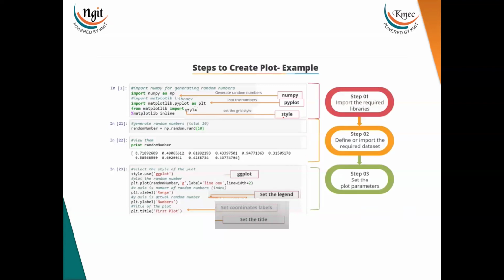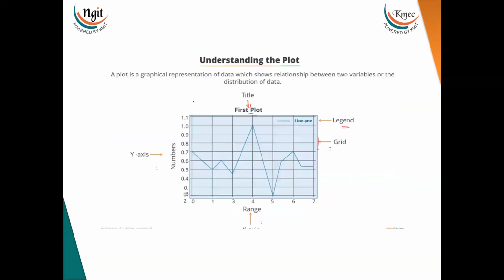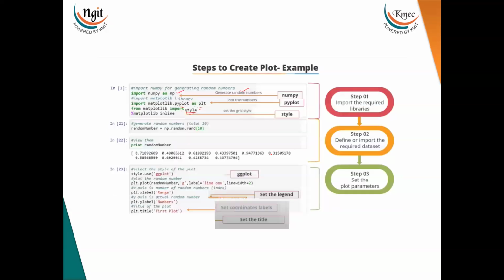Let us see one example program. See here, the very first package we are going to import is NumPy as np, and then import matplotlib.pyplot as plt for plotting the numbers, and this is for generating random numbers. And we have to set the grid style. That is, from Matplotlib, we are going to import style. The grid style is this one. Which style do you want for this grid? There are different styles, so from those we can choose one. This is for setting the grid style.